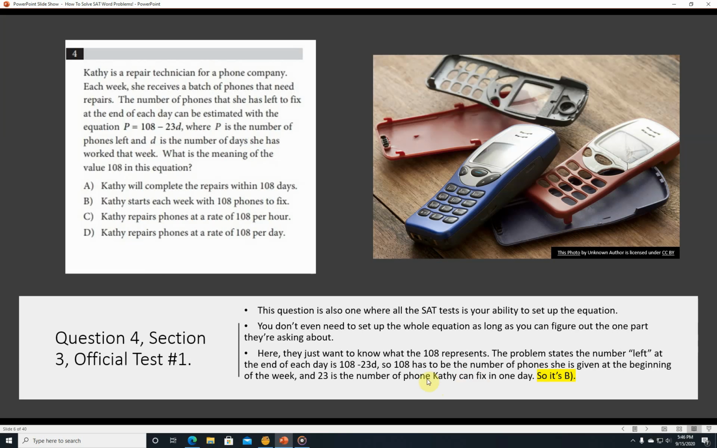Should be number of phones, not phone. Oh well, sue me if you don't like it. Anyway, we can see obviously she does 23 a day, because it's 23 times the number of days, and it's subtracted from 108. So it has to be B, that Kathy starts each week with 108 phones to fix.